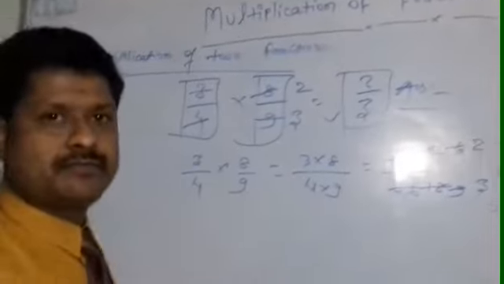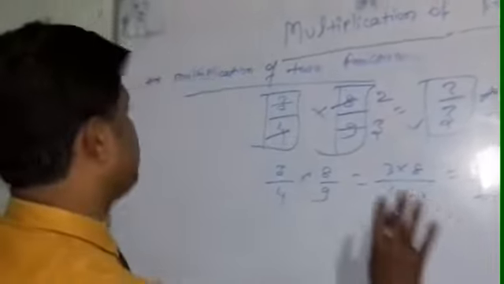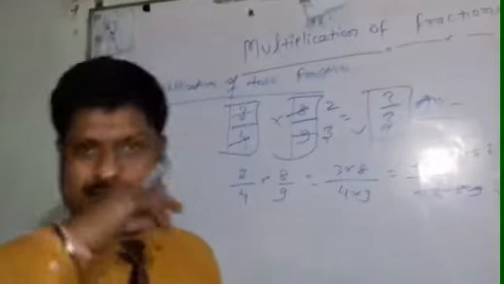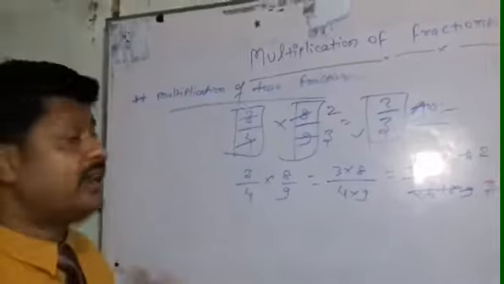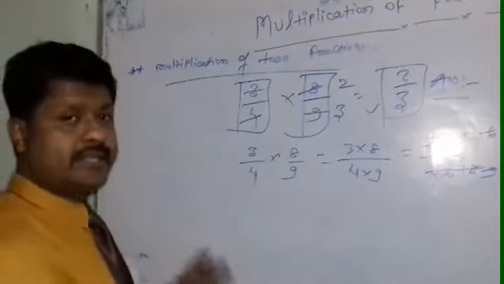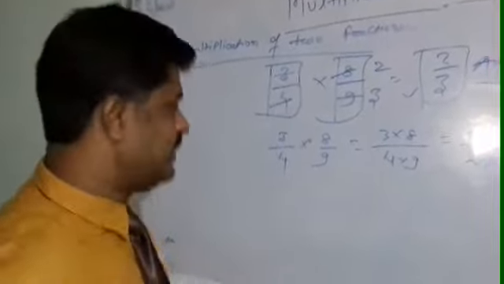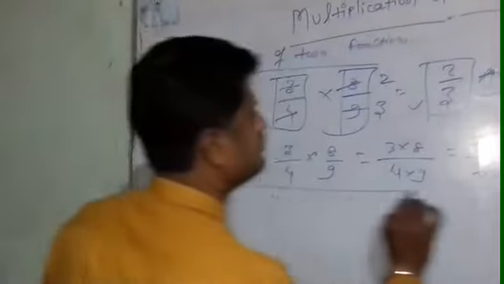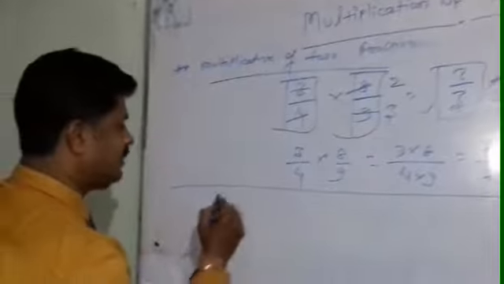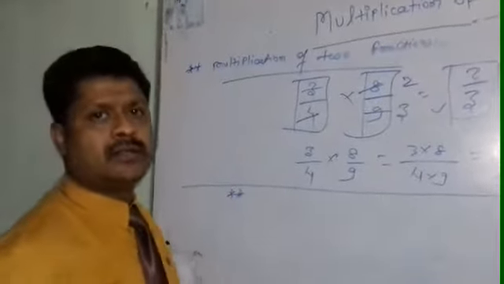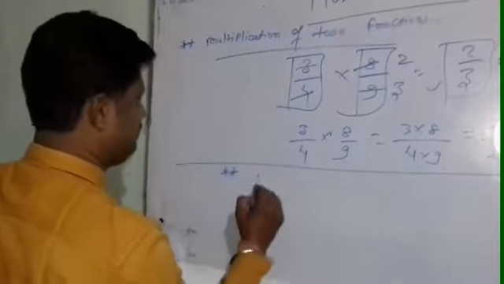Okay, these are the 4 points which I had to explain, and after it we will discuss the questions of your book. Okay, let's start. One thing that I have to explain is the definition of multiplication.